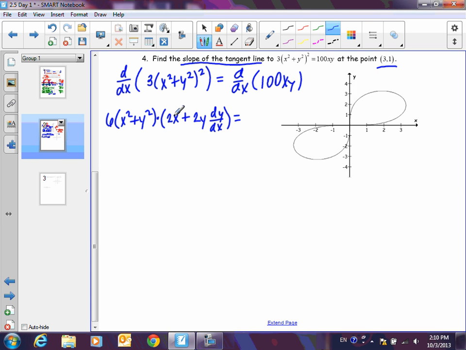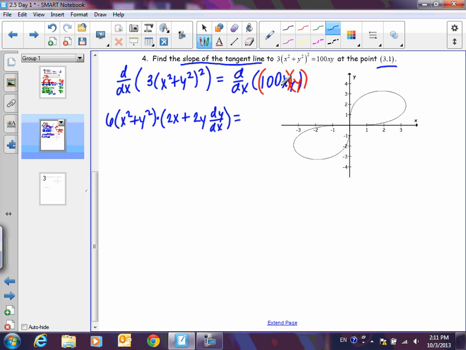100x times y. How am I going to find the derivative of 100x times y? If it was just 100y, that would be lovely, right? 100y gives the x. Okay, I'm going to do it like this. It's a function, 100x, times another function. I have to use product rule here. All right, so let's just go for it.